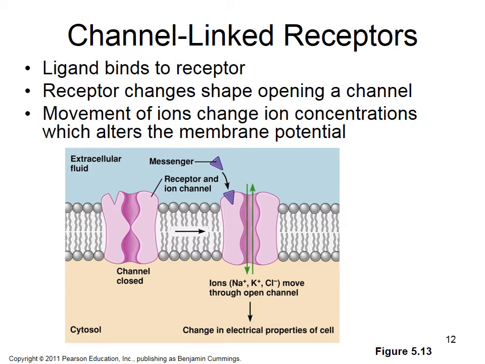So if we think about neurotransmitters that bind to ligand-gated ion channels like acetylcholine and a nicotinic cholinergic receptor, okay, really rapid response. You get a rapid change in membrane potential, which might depolarize the postsynaptic cell and cause it to fire an action potential. But that is a really rapid, short-term response.